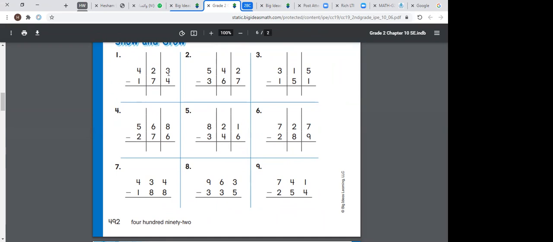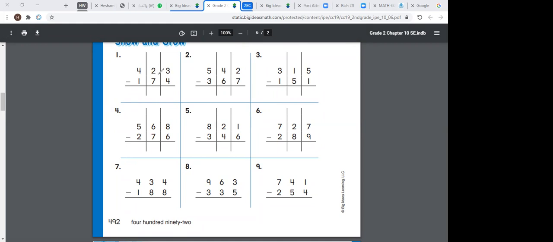Let's start by ones. 3 minus 4 can be or can't be? Let's choose the super one whose name is Omar Khalid. Hello, Omar, how are you? Fine, thank you. Omar, let's answer this question. 3 minus 4, can be or can't be? Can't be, because 3 is less than 4.